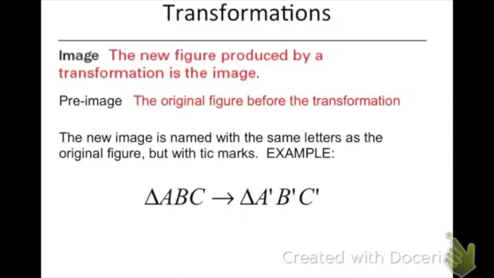And again, we have some notation that we're going to use for this. The new image is named, usually anyway, with the same letters as the original figure, but we have these little tick marks. And we read them a special way. This particular thing says that triangle ABC is transformed, that arrow means transformed to triangle A prime, B prime, C prime. Now sometimes they'll use other letters, but if they use the same letters, then they use these little tick marks that are read as prime.